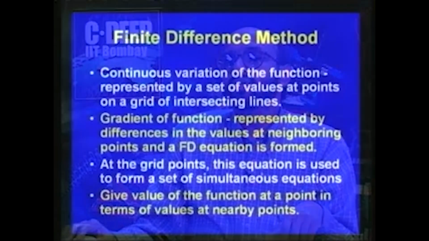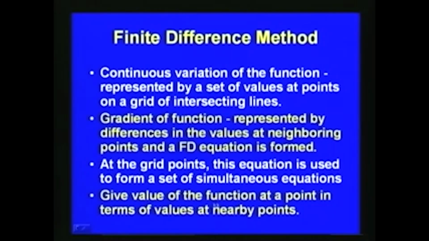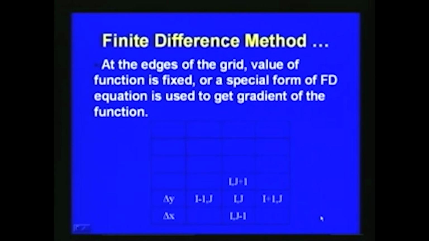So, with respect to the known values, we will be trying to find out the unknown values at a point in terms of the values at the nearby points. This is the procedure used in the finite difference method. So, we obtain the value of the function at a point in terms of values at nearby points.